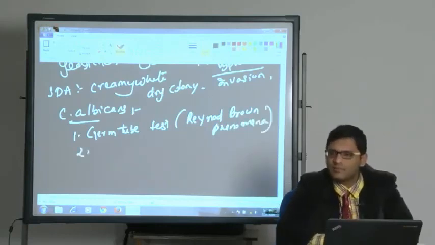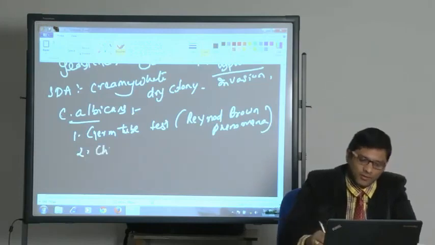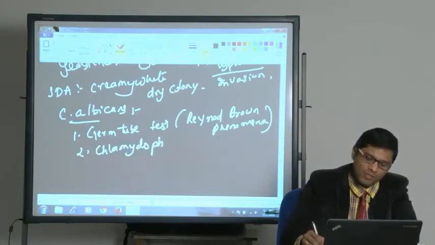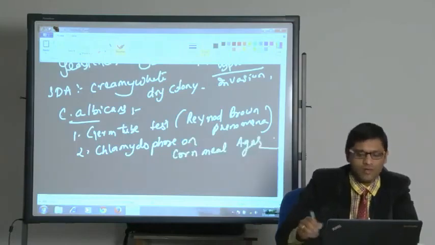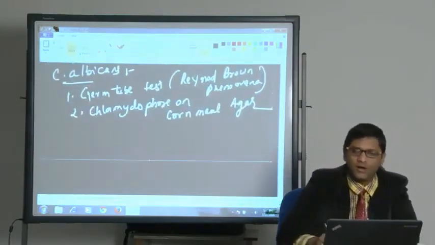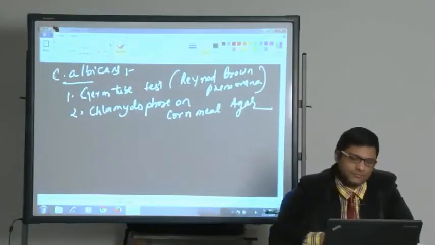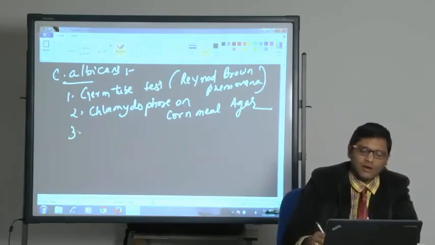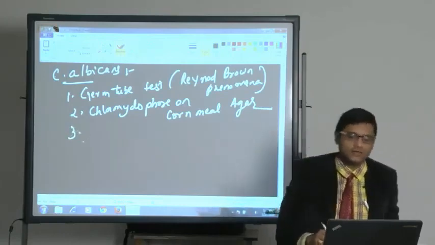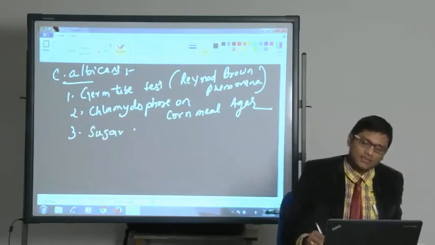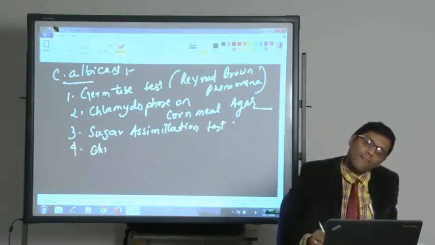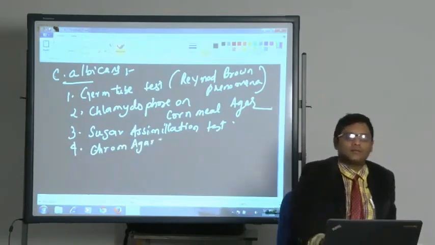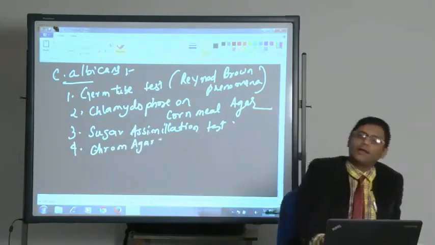Germ tube test. Then other tests like chlamydospore formation on a special medium called cornmeal agar. Other than that, there are specific methods like the sugar assimilation test and CHROMagar. All these are other methods by which you can identify Candida albicans.